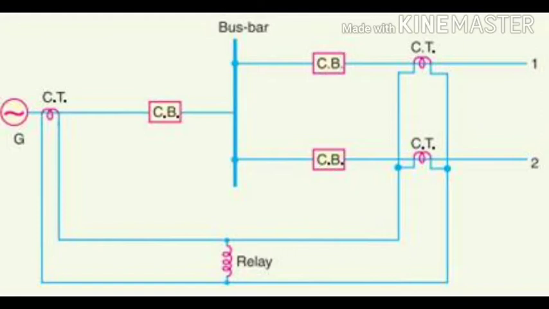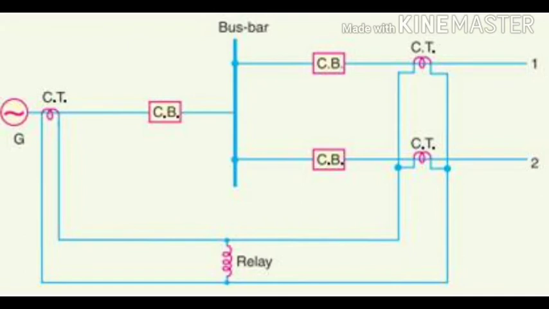The busbar is fed by a generator and supplies the load on two lines. The secondaries of the current transformers in the generator, line 1 and line 2 are connected in parallel. The protective relay is connected across the parallel connection. All CTs must have the same ratio in the scheme, regardless of the capacity of the various circuits.